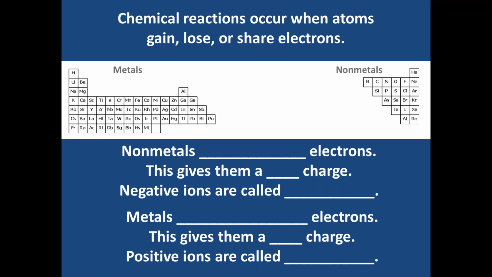If we split the periodic table across the stair step, we can talk about each half. Nonmetals tend to gain or accept electrons, which gives them a negative charge, and negative ions are called anions. Metals, on the other hand, lose or donate electrons, which gives them a positive charge, and positive ions are called cations.